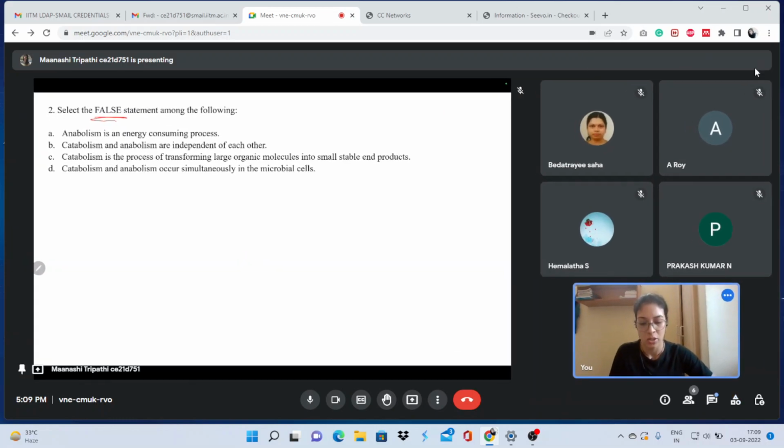Okay. So anabolism is an energy consuming process. Catabolism and anabolism are independent of each other. Catabolism is the process of transforming large organic molecules into small stable end products, and catabolism and anabolism occur simultaneously in the microbial cells. So there is one process, anabolism, the other is catabolism.